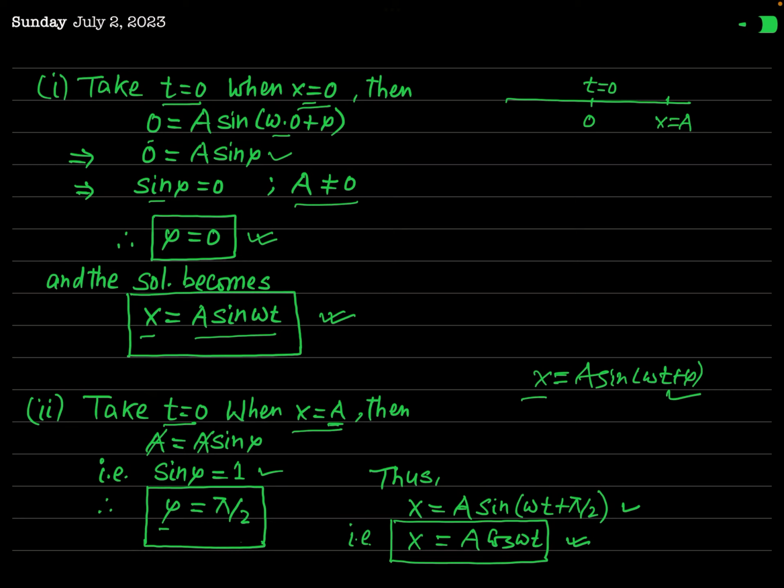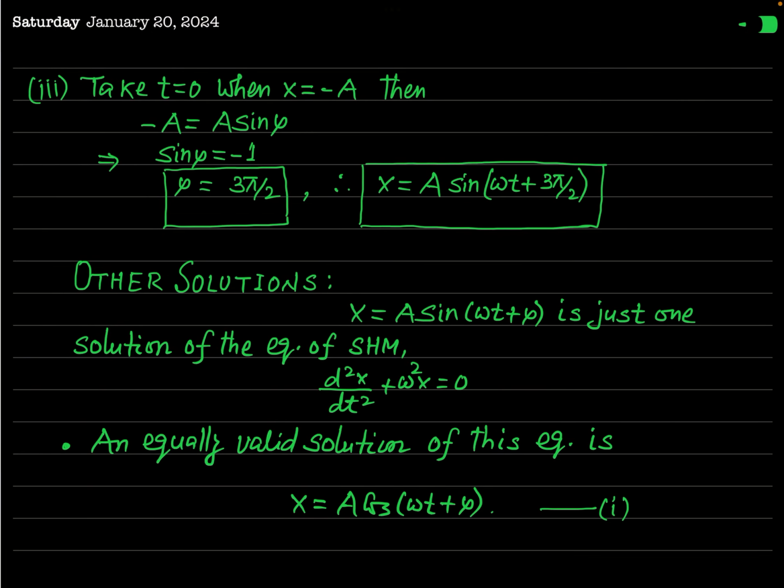So you can see, in accordance with our convenience, we can represent SHM by x equal to a sine omega t, or x equal to a cos omega t. And there is no difference in any physical discussion. All these equations are equivalent to one another.